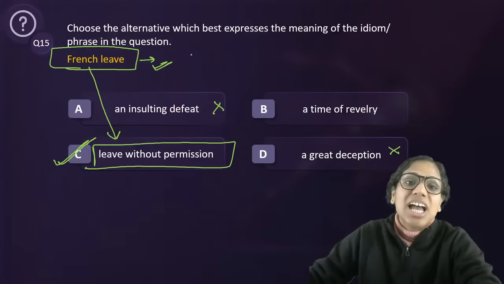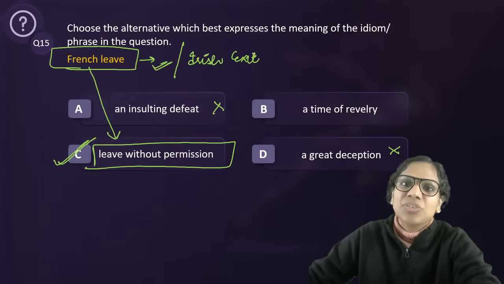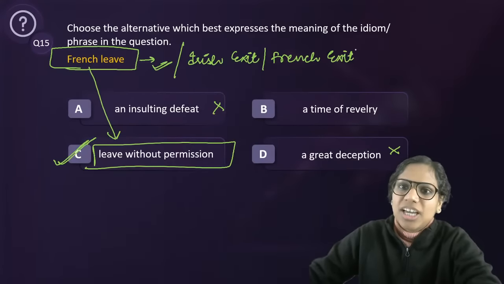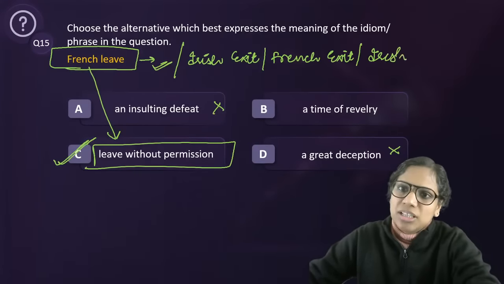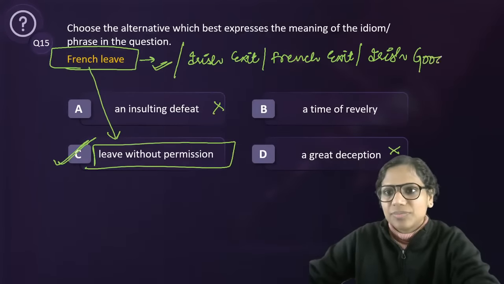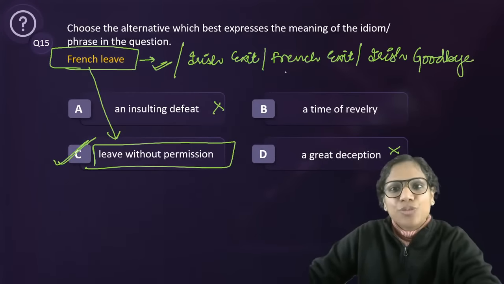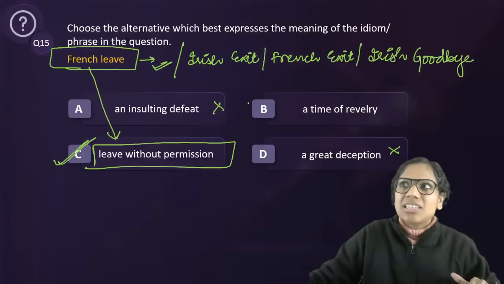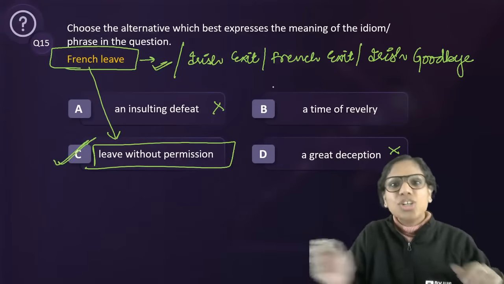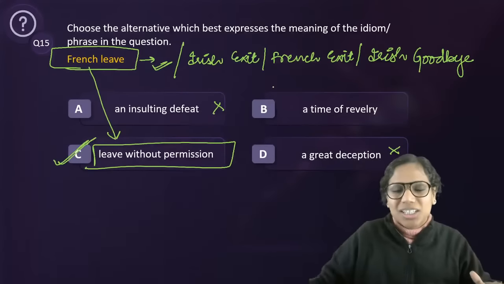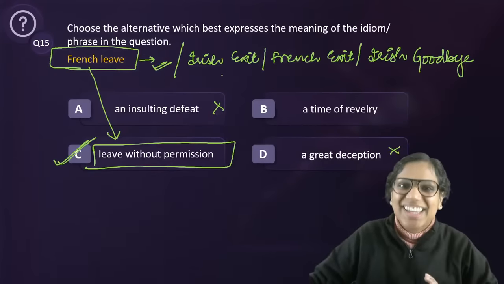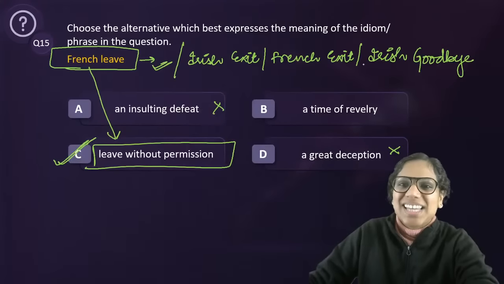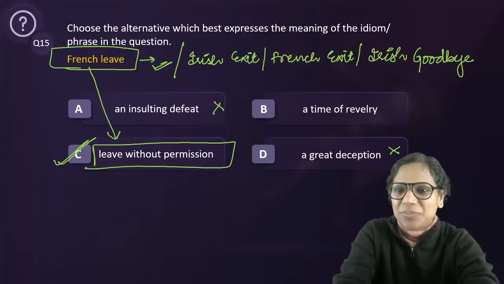Absolutely correct, Amrit. Irish exit, Irish goodbye, they are synonymous. In fact, this is also called the French exit. In the French language, their equivalent idiom says leaving like the British. So they associate it with the British, not with themselves. We associate it with the French, right? So Irish exit, Irish goodbye, French exit.